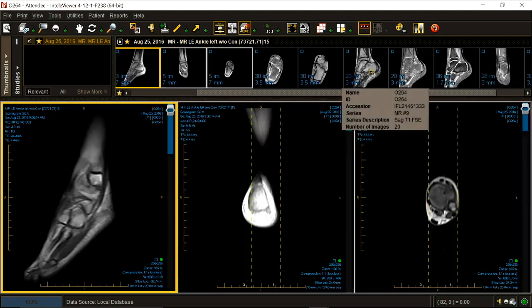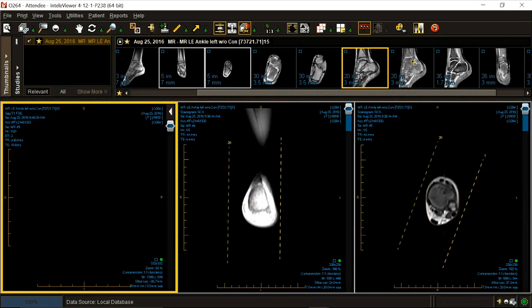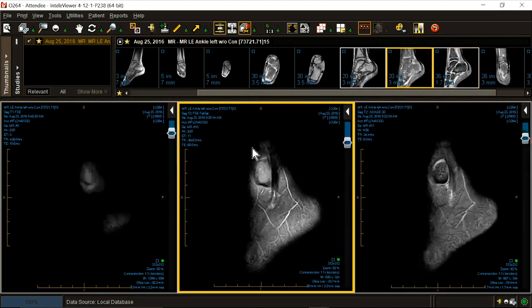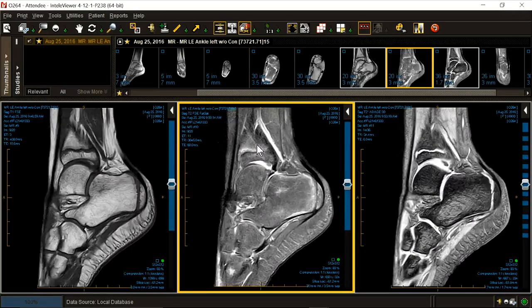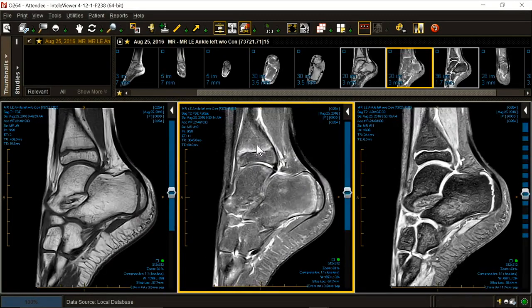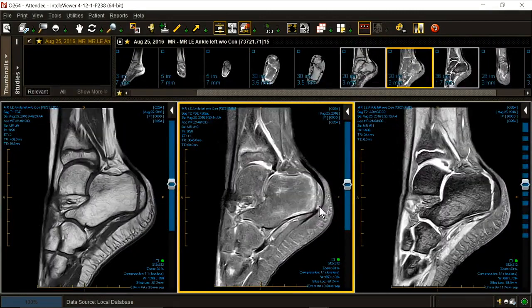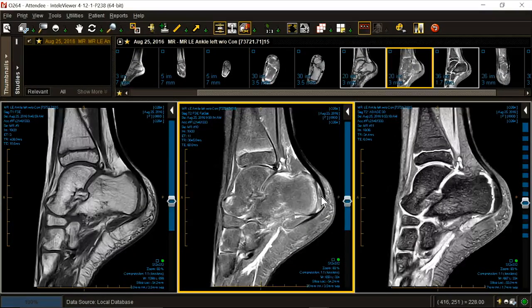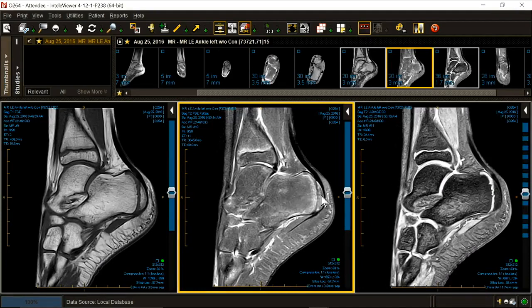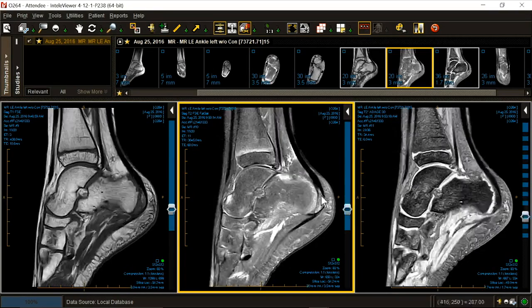Let's go to the sagittal. Got 3 of them: T1, PD, gradient echo. So the pain goes into the heel. She does not have apophysitis, which would be one concern in a juvenile.